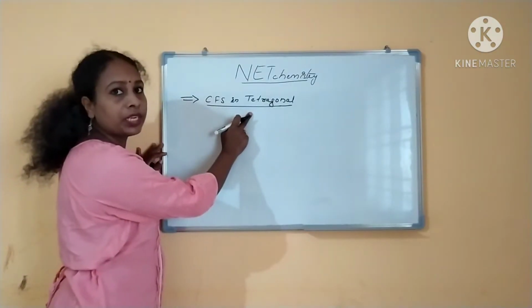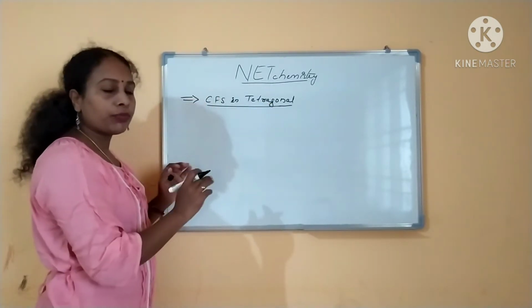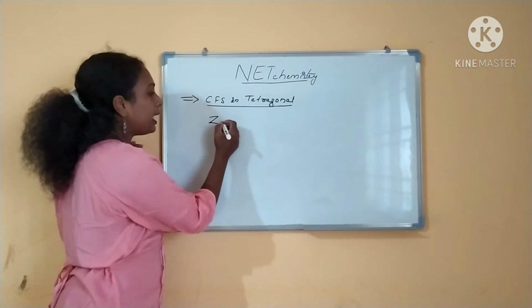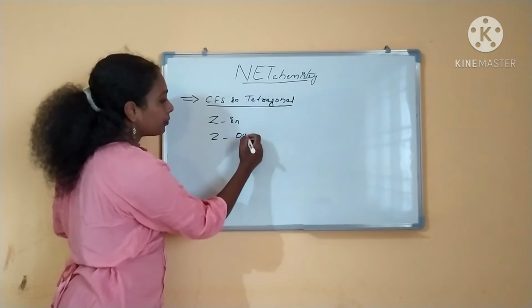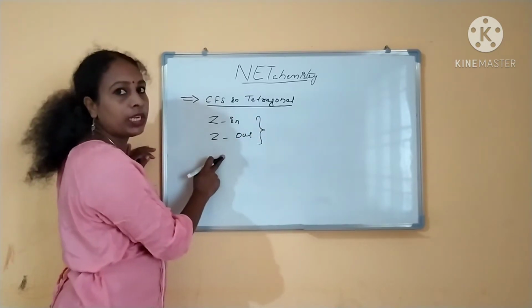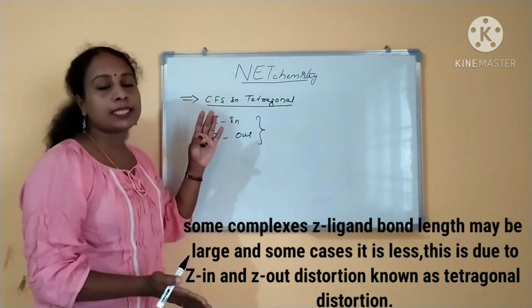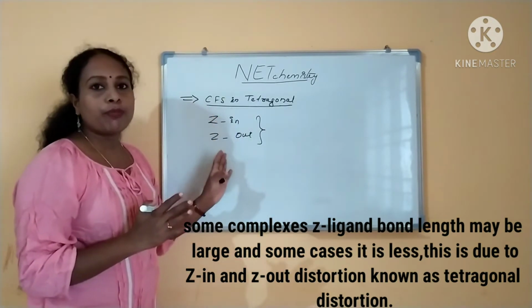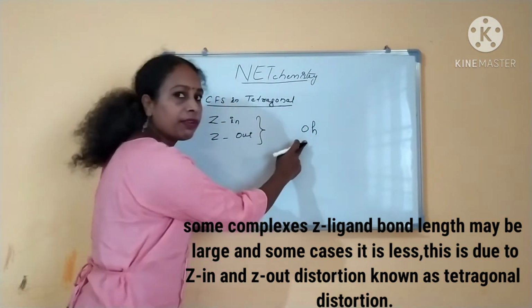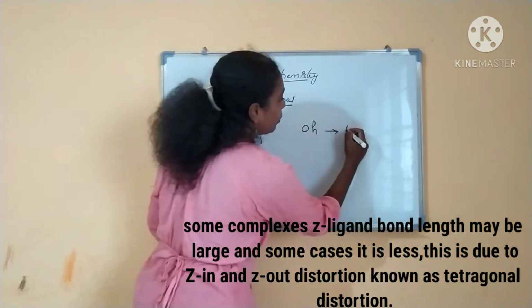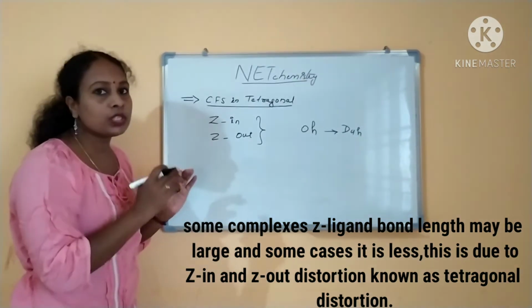Next I am telling about crystal field stabilization in a tetragonal environment. In some complexes, the Z ligand bond length will be large and the other Z ligand bond length will be smaller. That is what Z in and Z out distortion will happen. In some cases splitting will be lower and in some cases higher. If it has octahedral symmetry, it will reduce to D4h symmetry. This is tetragonal distortion.